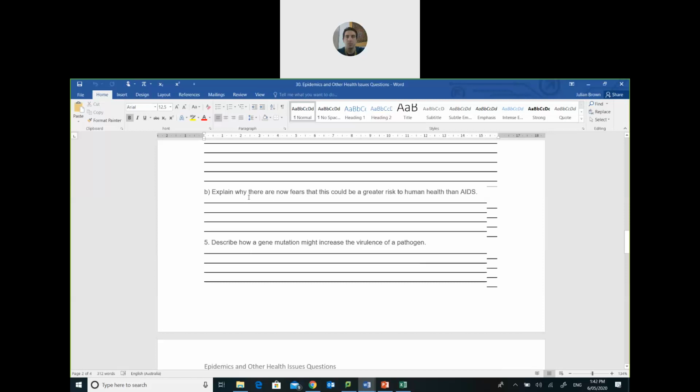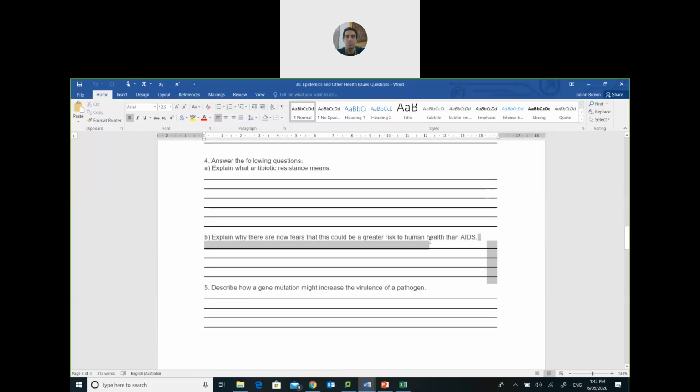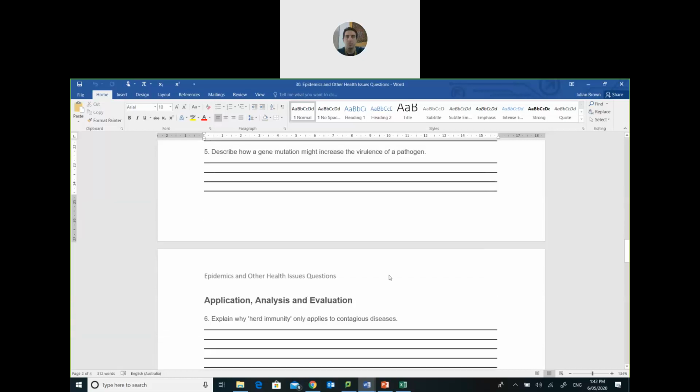Yeah, totally. So why are there now fears this could be a greater risk than AIDS? Why is antibiotic resistance possibly worse than, say, the AIDS virus? We know we're killing a lot. What's the big risk with antibiotic resistance? Why has it become such a bad thing?